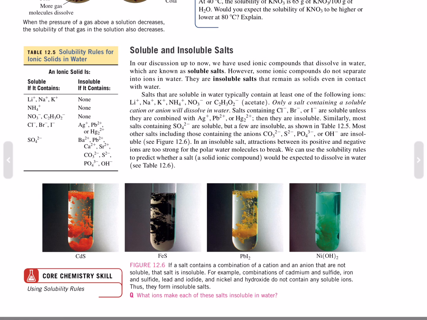In an insoluble salt, the attractions between its positive and negative ions are too strong for the polar water molecules to break. We can use the solubility rules to predict whether a salt or a solid ionic compound would be expected to dissolve in water. Figure 12.6. If a salt contains a combination of a cation and an anion that are not soluble, that salt is insoluble. For example, combinations of cadmium and sulfide, iron and sulfide, lead and sulfide, and nickel and hydroxide do not contain any soluble ions, thus they form insoluble salts.